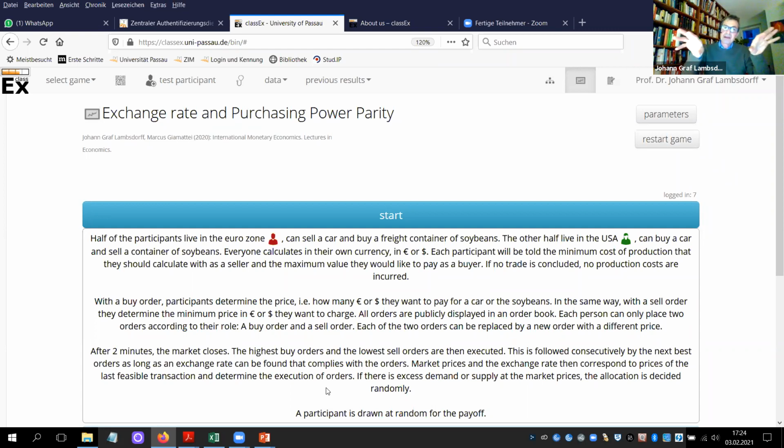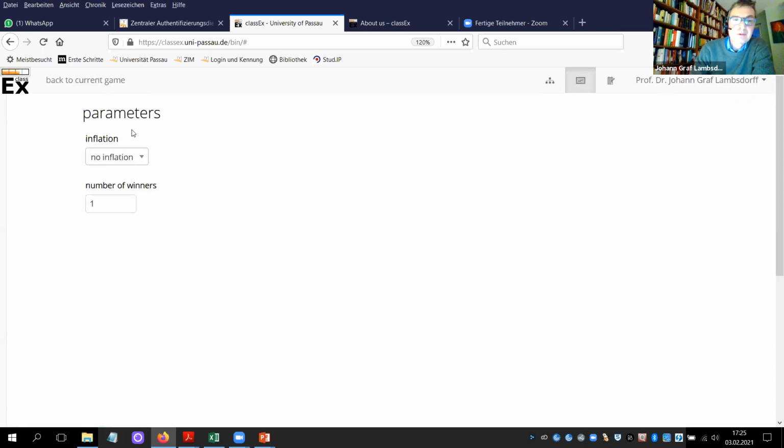And all of them have their minimum costs and maximum valuation, and they would infer from this just the prices they would like to set. And then there is an order book in 2 countries, and there is a very well thought through algorithm which determines the exchange rate based on these 2 order books. And that's the whole magic. And the beauty of that is that we have parameters here in the game which allow you to now introduce some inflation.